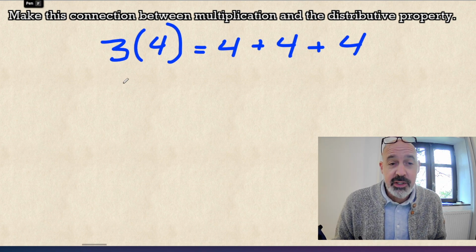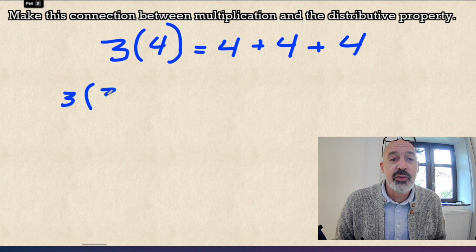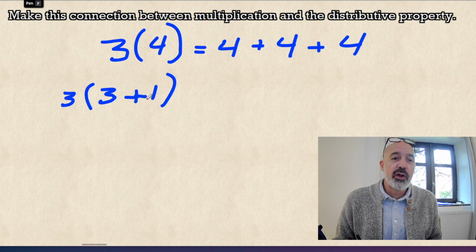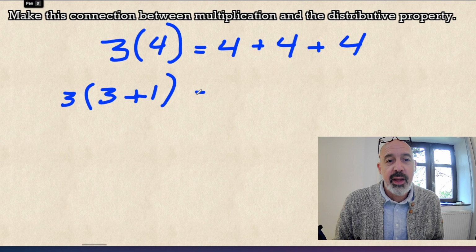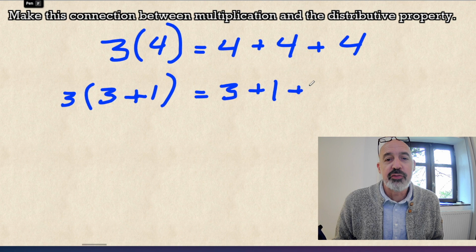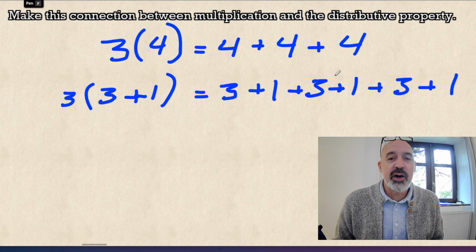Let's make the connection between 3 times 4 and 3 times 3 plus 1. And we know that 3 plus 1 is 4. We could simplify this, but ask students to explain how this also shows 3 plus 1 three times. Well, you could write that as 3 plus 1 plus 3 plus 1 plus 3 plus 1. And these both simplify to 12. So that again is an important thing to understand. These are very much connected.